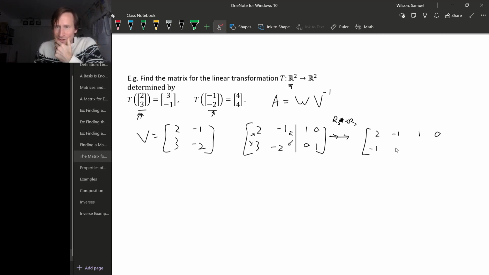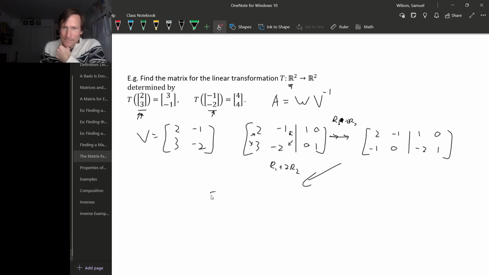So minus 1, 0, minus 2, 1. Now I have a 1 here. I can use that minus 1 to eliminate the 2 above it. So row 1 plus 2 row 2. So that's, let's see, 0, minus 1. Row 1 plus 2 row 2, so minus 3. I hope this is right. And then 2, minus 1, 0, minus 2, 1.